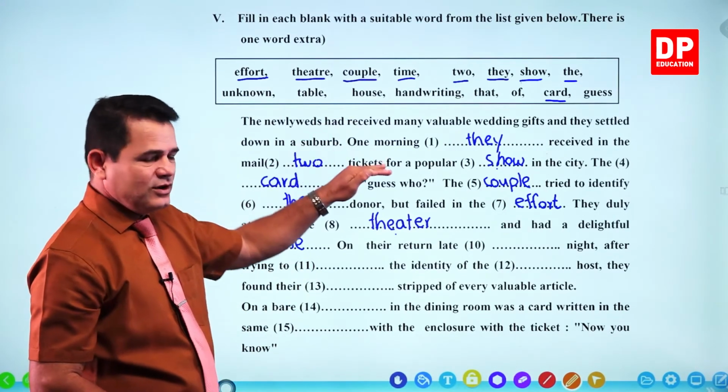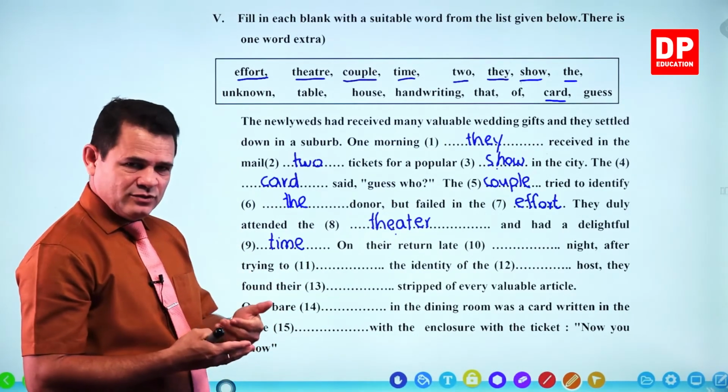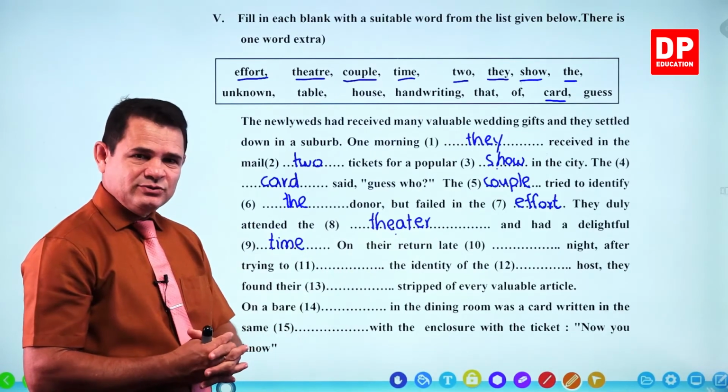Now you see, slowly you build up the story. Then, build the story nicely, and it's very easy. Now when you know the story, it's very easy to get the right word.